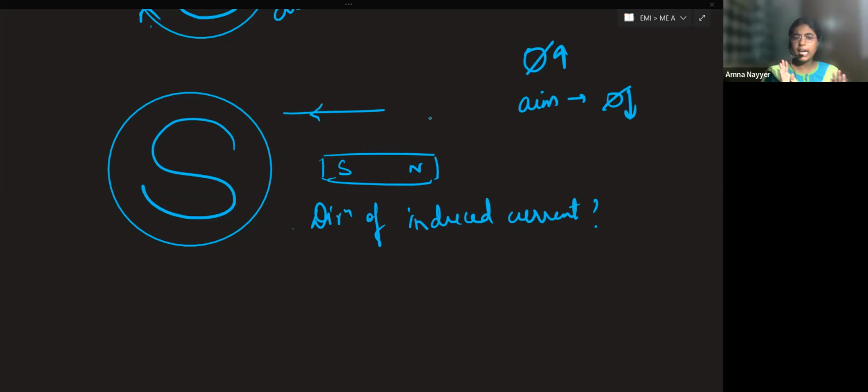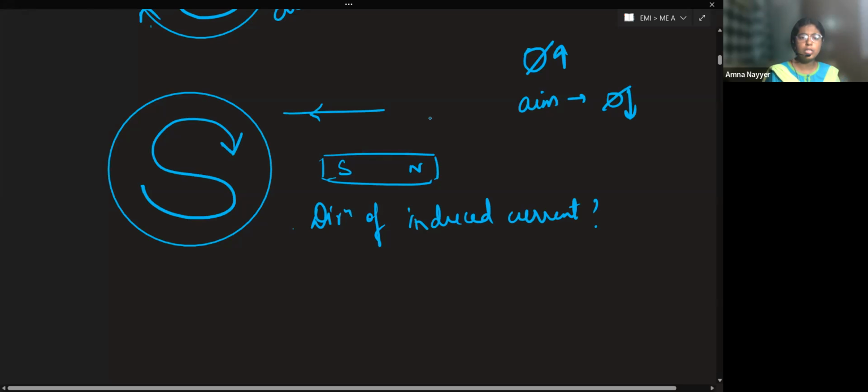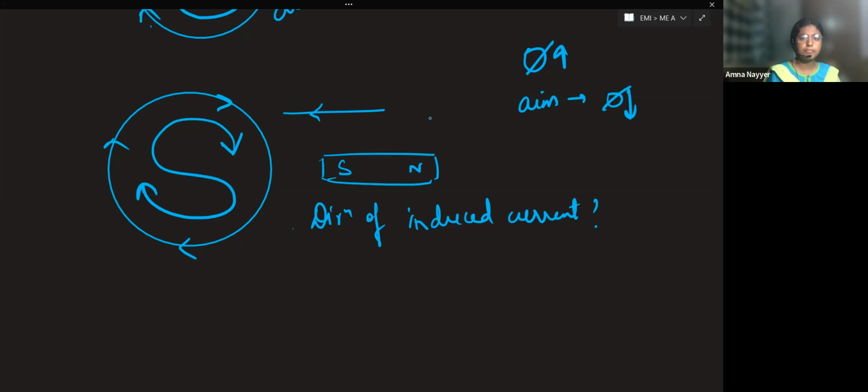Now you have decided that polarity will be south. Once you have decided the polarity will be south, what did I tell you? Just put arrows at the end. Now see what is the direction of current. It is clockwise. So this I was asking you, what was the direction of induced current?